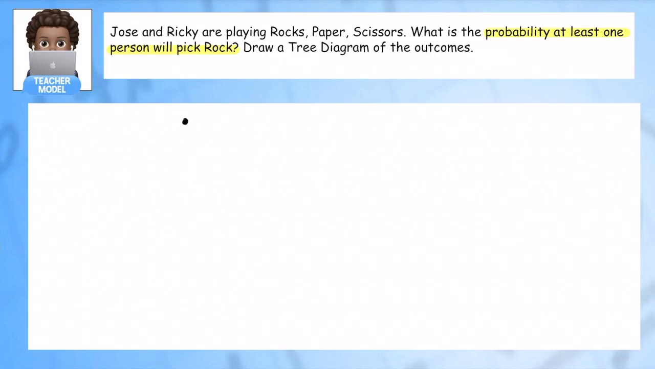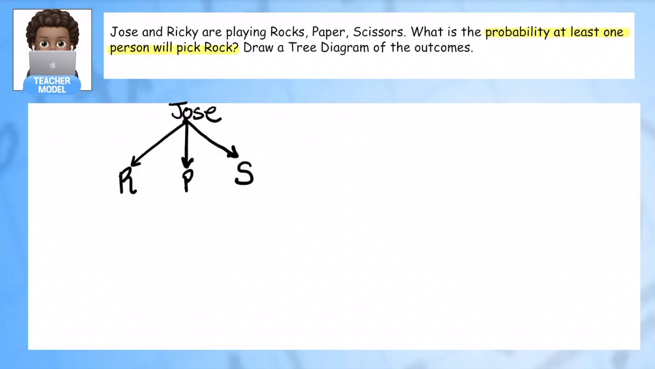So we have one person might pick rock, paper, or scissors. So these are the 3 things that can happen when one person is playing, if it was just one. But because there are 2 people, let's say this is just Jose playing. He can either go rock, paper, or scissors. But there are 2 people.